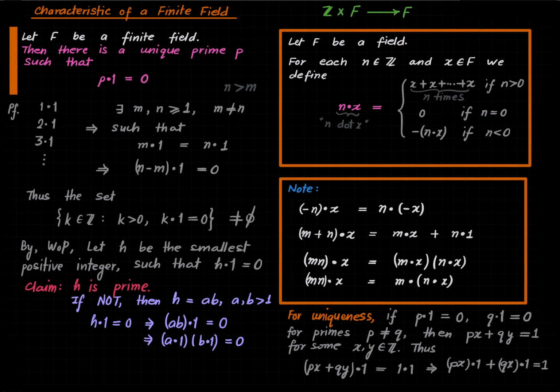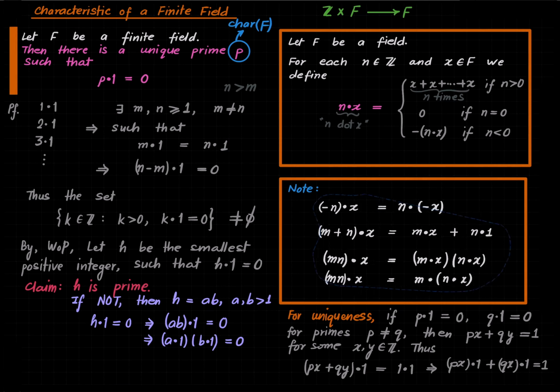Now, having proven this lemma, we can define the characteristic of the finite field. So what is it? It is this unique prime. And we will denote this as char F. All right. And before we proceed, I want to prove one more property. And to prove that, I will give you another exercise of this nature here.